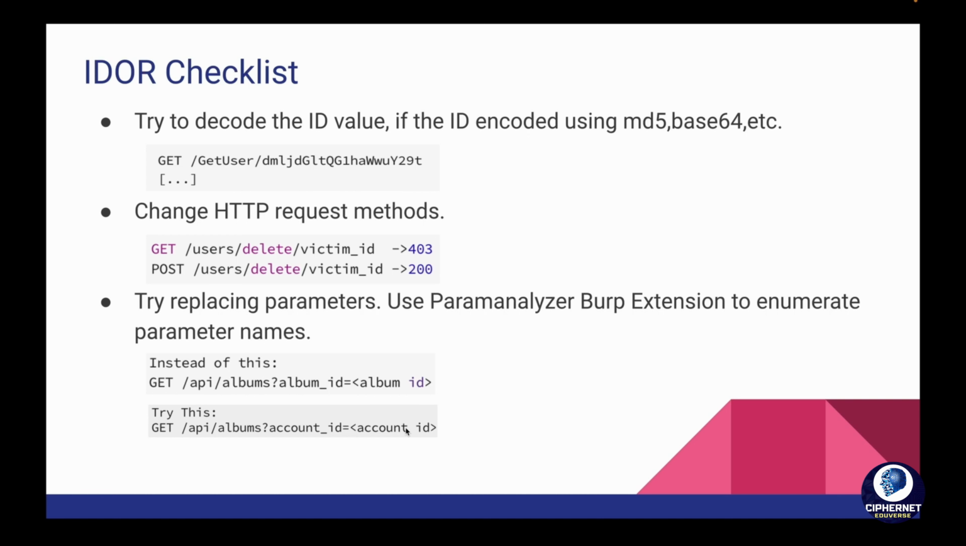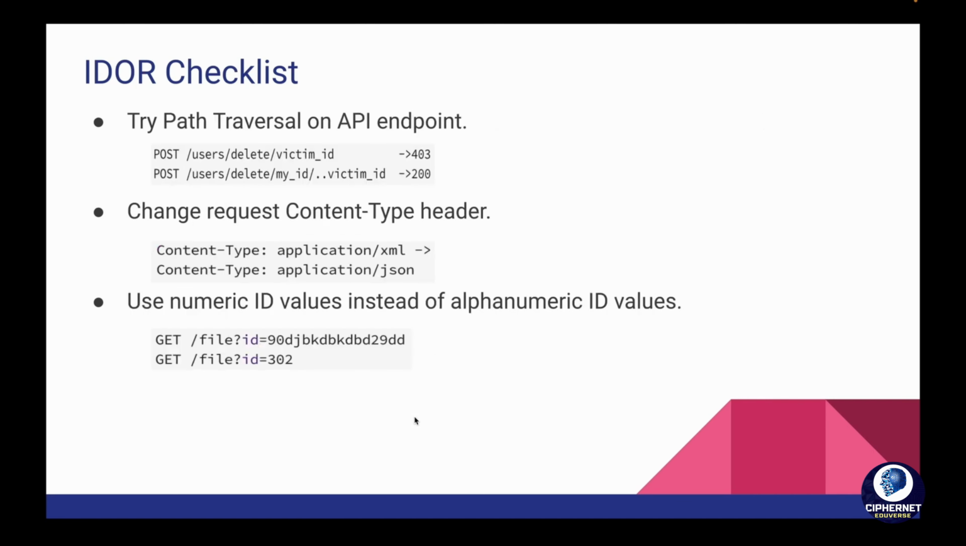So you might get surprised, like you might get another user's information in the response. And the next method would be to try path traversal on the API endpoints, like giving the ID value over here and // and the victim ID over here. You might bypass the authorization check over there.